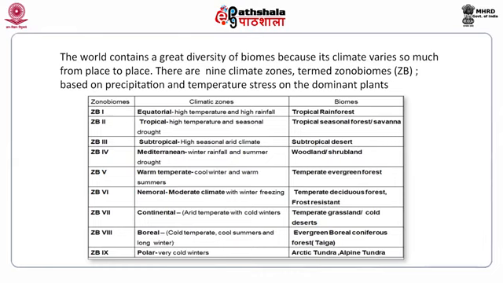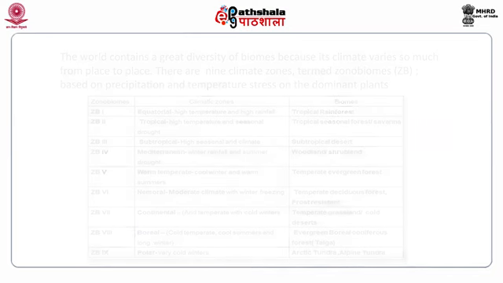Warm temperate climatic zones have the temperate evergreen forest. The humid or moderate climate has temperate deciduous forest or frost resistant forests. The continental type of climate has temperate grassland or cold deserts. The boreal climate zone has the boreal evergreen coniferous forest, which is also known as taiga. The polar, the very cold winter type of climate, has Arctic tundra and the alpine tundra.